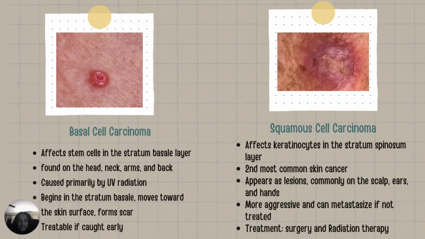or topical ointments. Now, squamous cell carcinoma affects keratinocytes in the stratum spinosum layer. It's the second most common skin cancer and accounts for about 20% of skin cancers, and it appears most commonly on the scalp, ears, and hands. It is more aggressive than basal cell carcinoma, and can metastasize if not treated. The treatment includes surgery or radiation therapy.